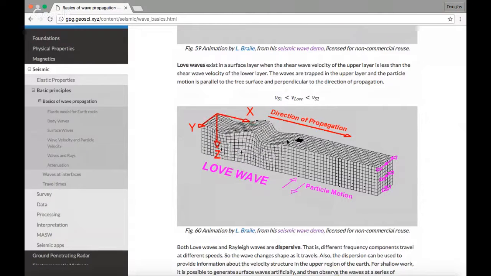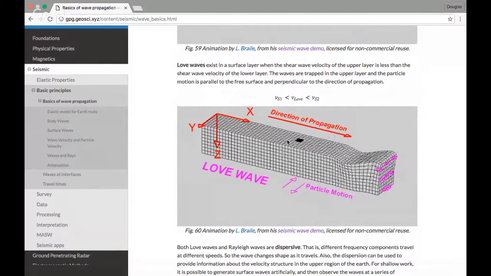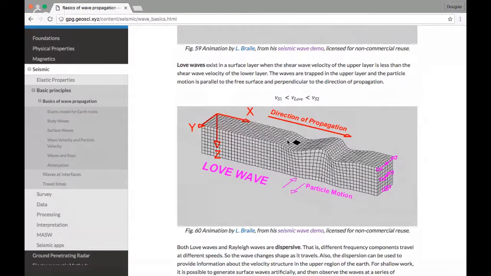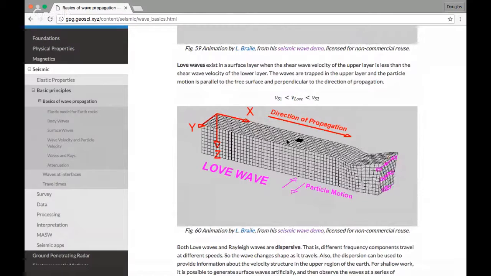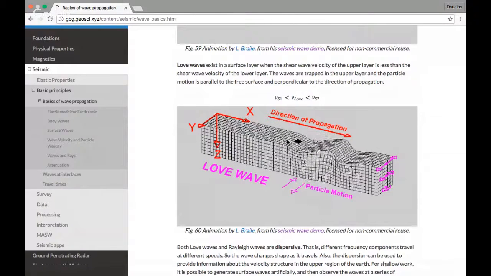So those are the four waves: two body waves, two surface waves. From the point of view of earthquake hazard, the surface waves are generally the ones that cause a lot of damage, because they stand around for a long time and they have a big amplitude and they tend to cause the problem.